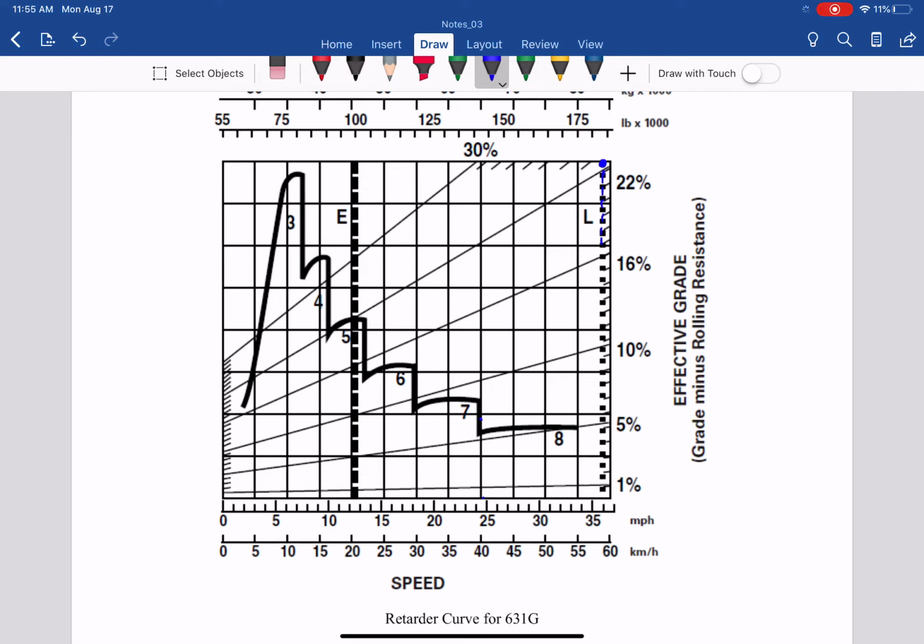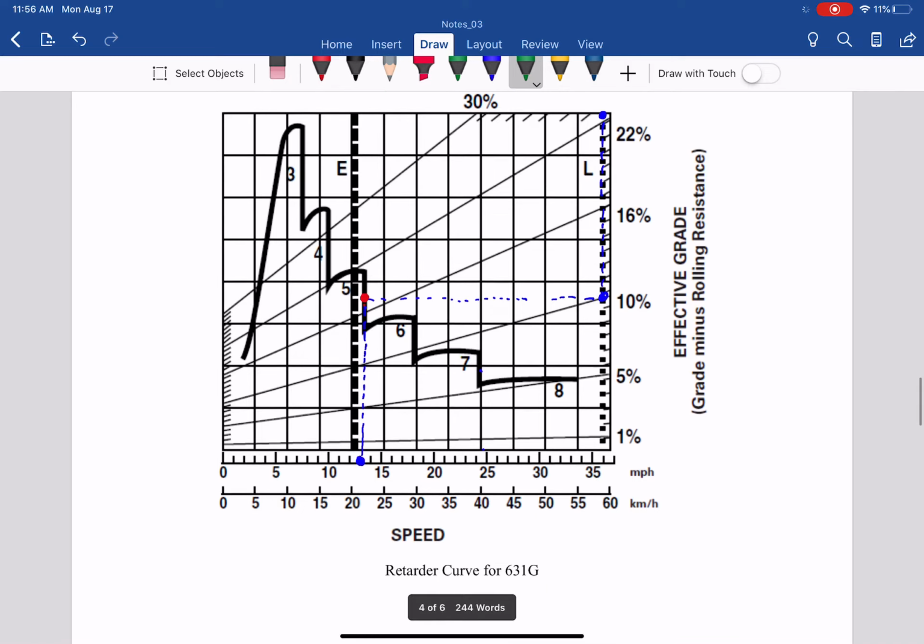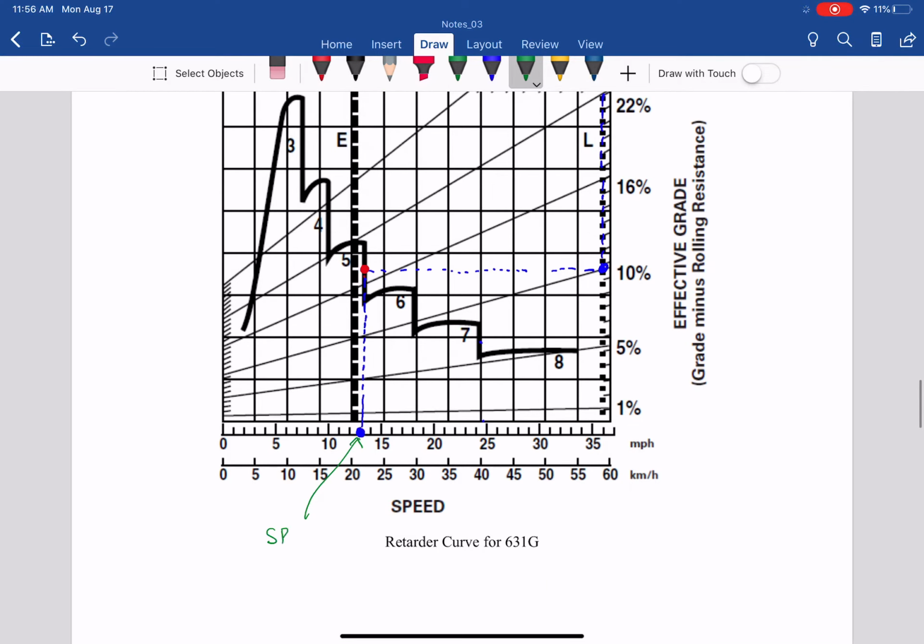We start in here. Again, go down vertically until they meet the effective rate, 10%, and go to the retarder curve. Mark down there. And then when it meets the retarder curve, go down vertically. Whatever it meets there will be the speed they have. And in this case, as you can see, the speed is 13. That is the speed we want to determine, 13 miles per hour, as you can see there.